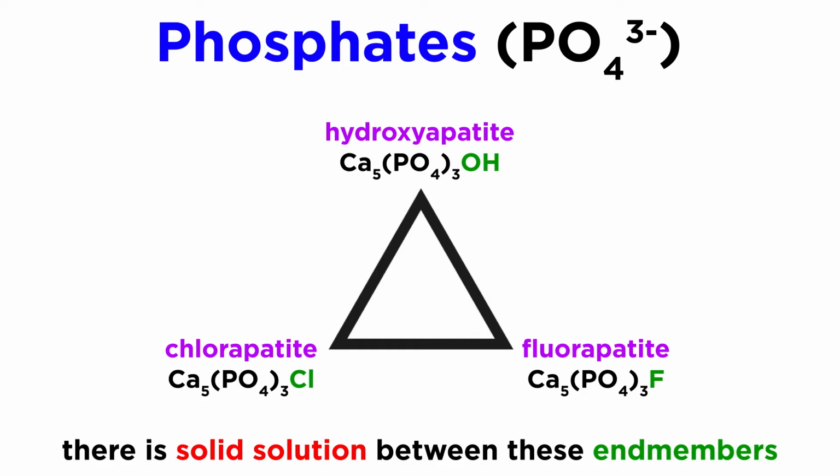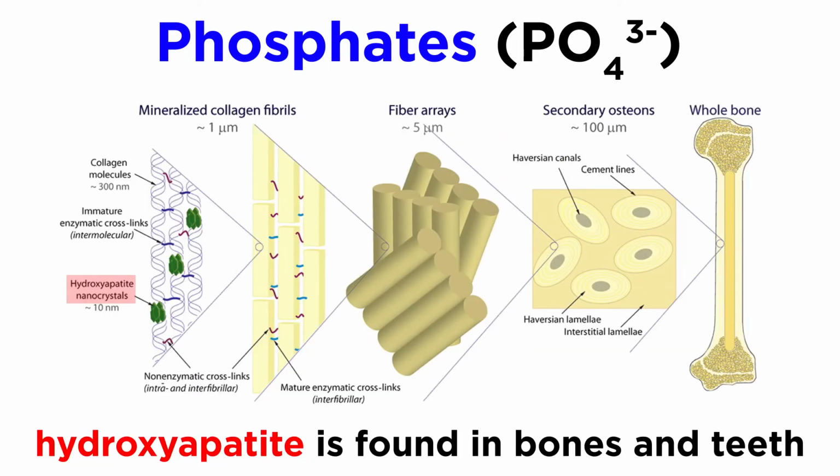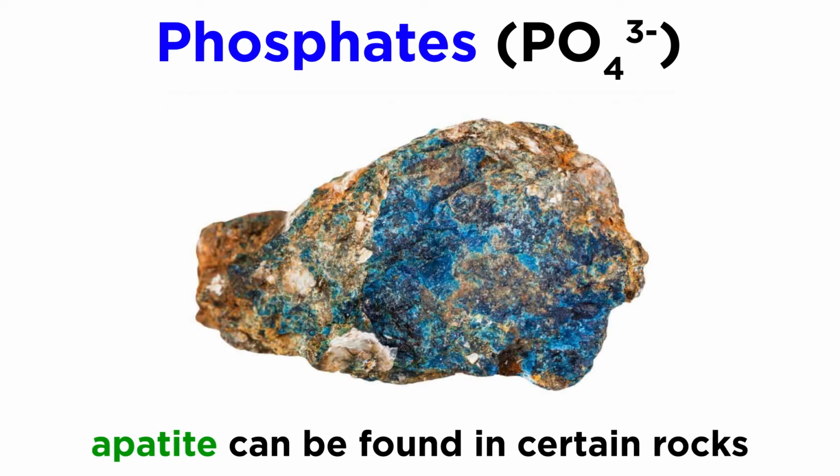When a combination of one or more elements can fill a specific crystallographic site in a mineral, it is called solid solution. Hence, it is said that there is solid solution between each end member of the apatite group, those being hydroxyapatite, chlorapatite, and fluorapatite. Much of your daily calcium intake from foods and vitamins goes toward the construction of hydroxyapatite for your bones and teeth. In geology, apatite can be an accessory mineral in igneous rocks or a component of certain sedimentary rocks that are rich in skeletal fragments like fish bones.